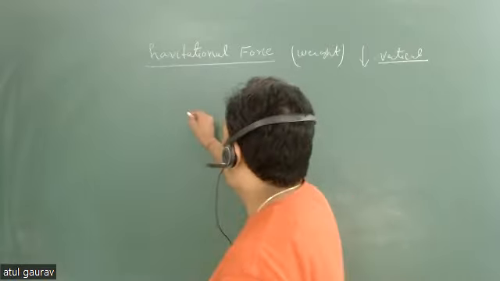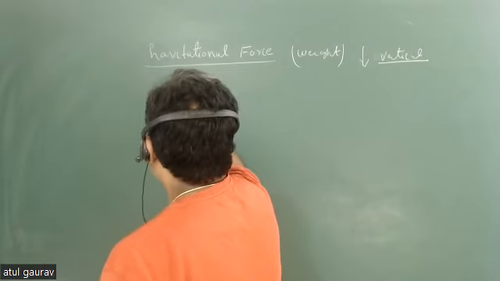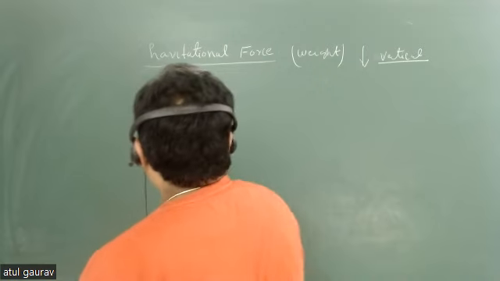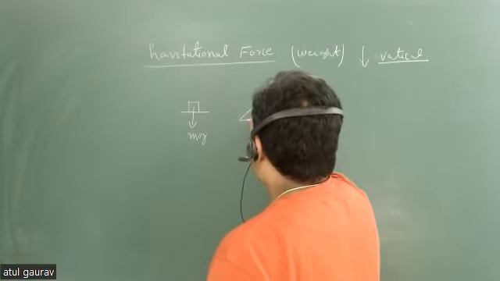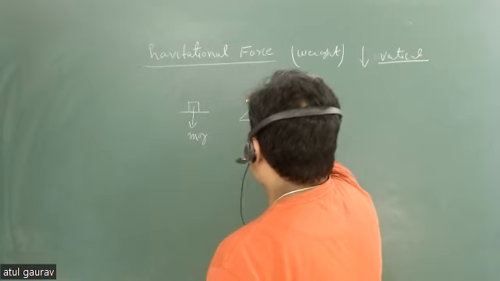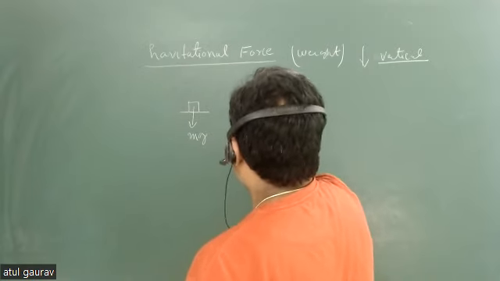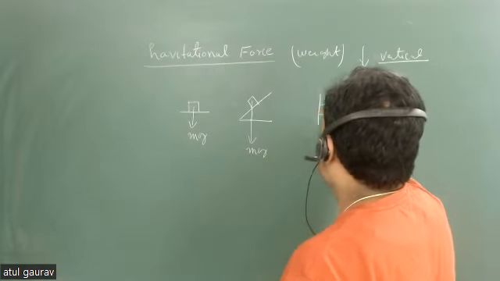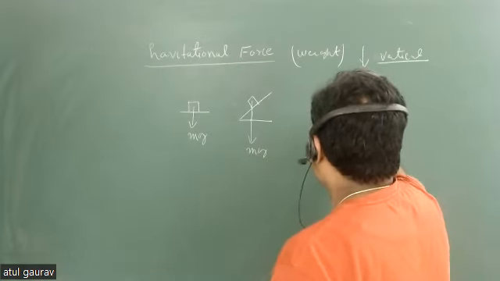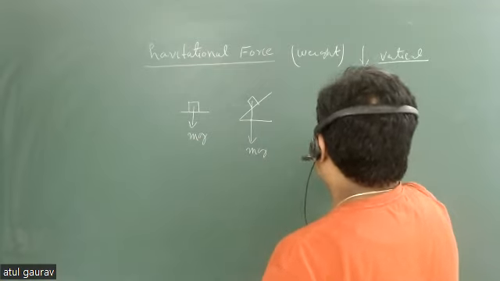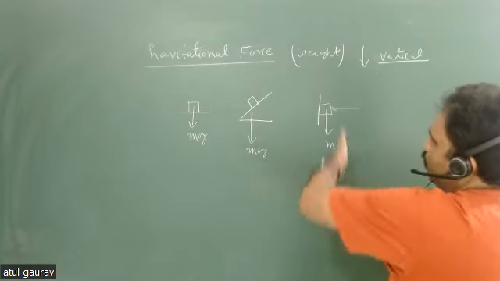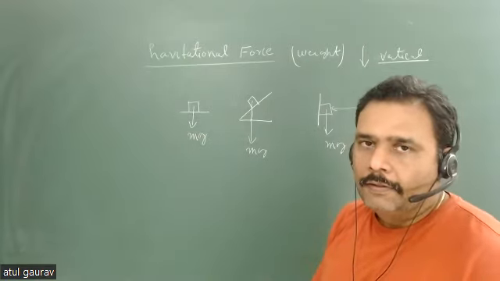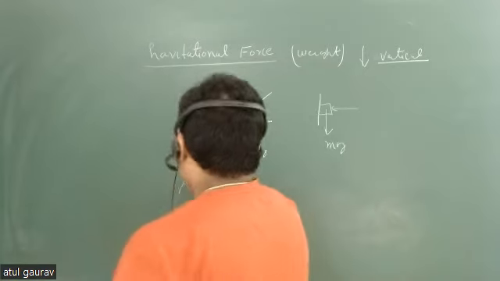For example, suppose there is a mass, there is a weight, and that will be something like this. Suppose this mass is on some vase, then also the weight is vertical. Even if you are pushing this mass, the weight is vertical in nature. So you can see this is always vertical in nature, always. Even if you are on some curve.